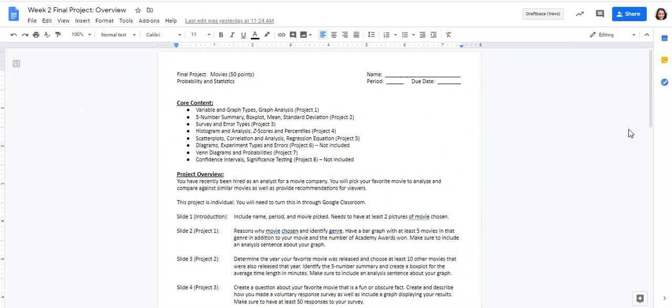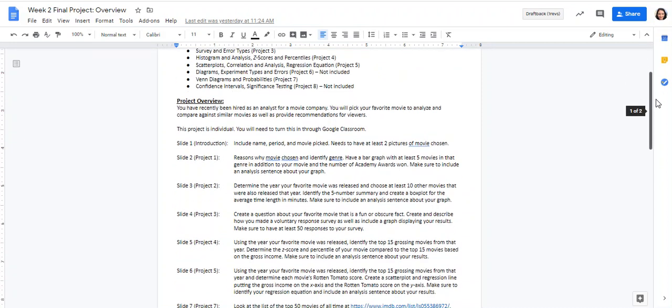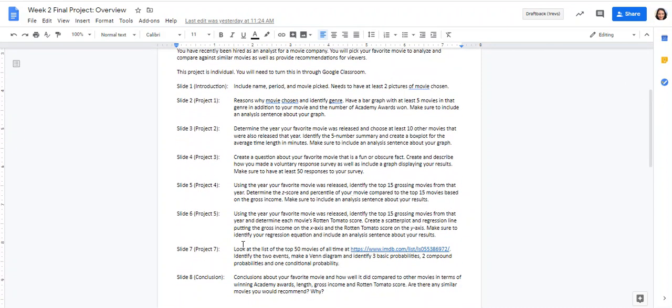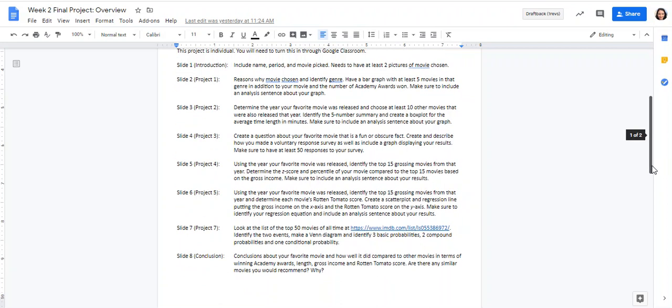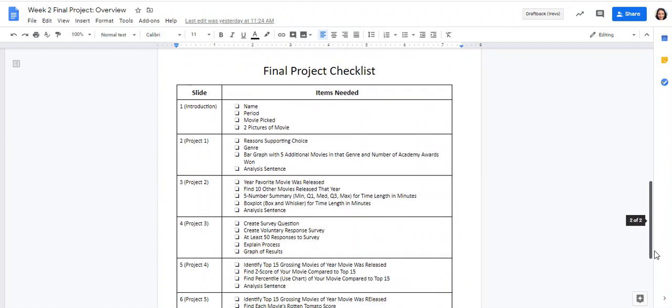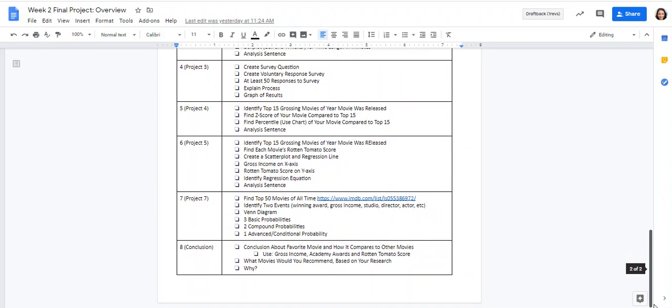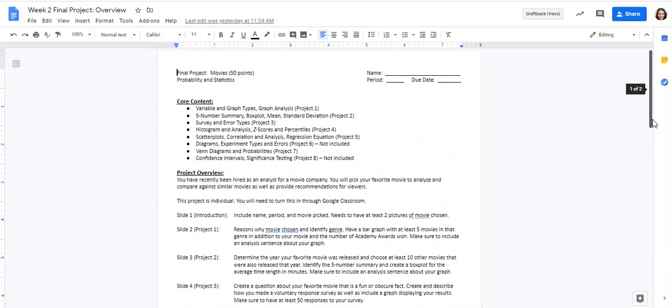This is also located in Google Classroom. But you can see the core content is a review of most of the year. The project overview, these are the slides that you're going to be responsible for. Today we're going to be doing slide 7, and slide 7 has to do with the top 50 movies of all time. We're going to identify 2 events and make a Venn diagram, identify these probabilities. You will also see that there's a checklist for the final project, and we will be posting a rubric for the final project as well.